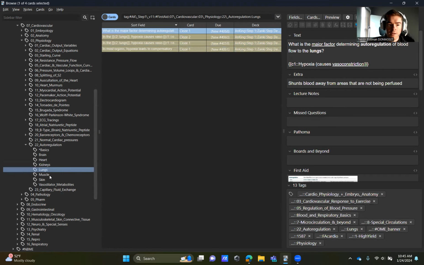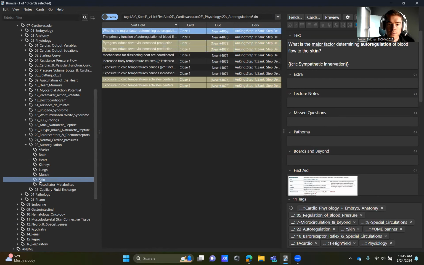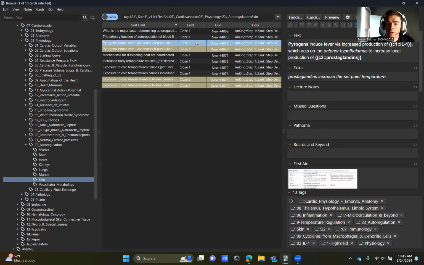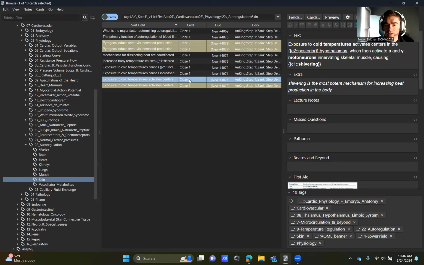Skipping kidneys, skipping lungs, and then we're going to go into muscle, grab all of those, going into skin. All of them except these ones referring to pyrogens inducing fever and going down to some stuff from FOM2. I believe it's FOM2, yeah. So I didn't include those. And then as well as these ones, Dr. McCauley didn't talk about shivering, so I didn't feel like these were that necessary, but everything else here is helpful.